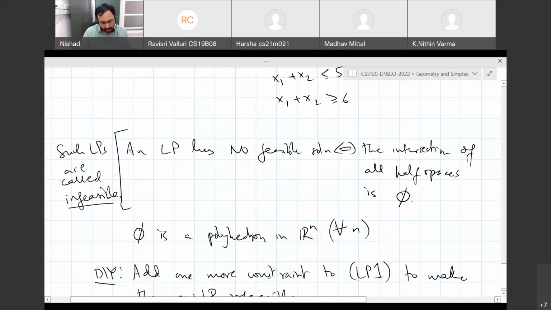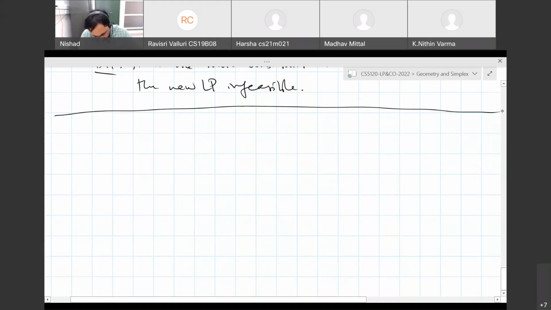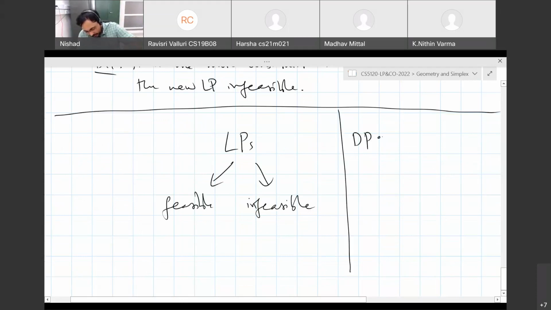Okay. In particular, the gist of this lecture, which is almost over now, is that you can classify all LPs into two: feasible and infeasible LPs, obviously, right? And one of the important decision problems that we will be discussing over the course of this module is to decide whether a given LP is feasible or not, right? So here is a decision problem: whether a given LP is feasible.